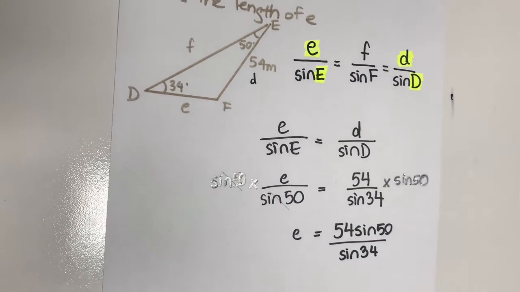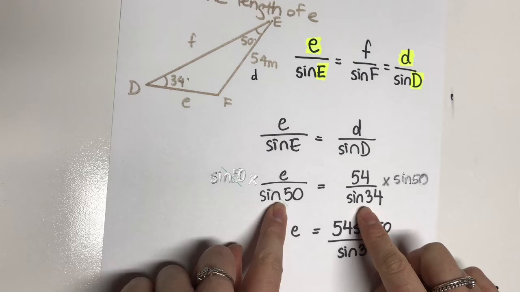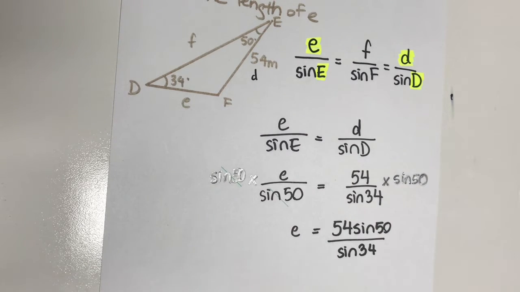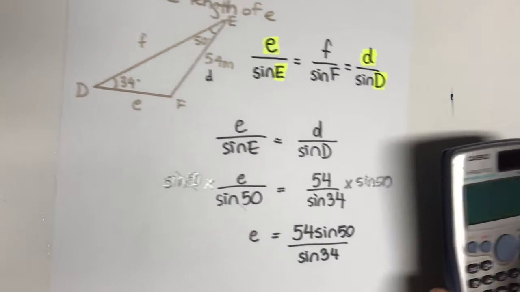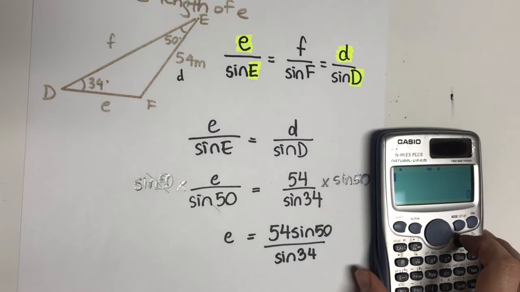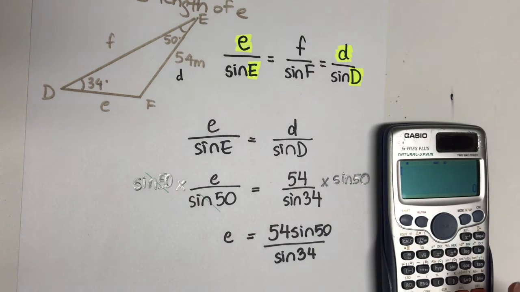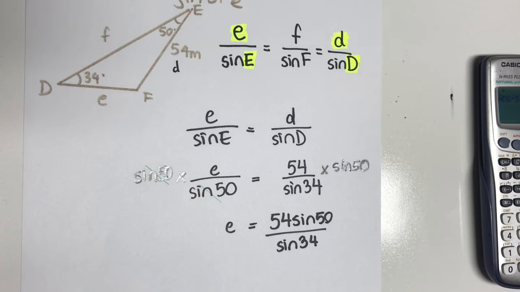And remember, I could have also just put this into the calculator and simplified first. I'll do it like that in the next example in case you're confused by what I'm doing over here. So 54 sine 50 divided by sine 34 gives me 73.97, so I'm going to round to 74.0.